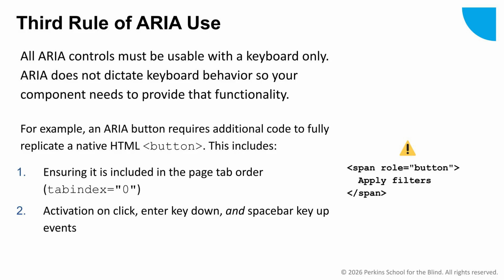So if you really want to use a non-semantic element and change it to a button, in addition to changing the role, you have to ensure that it's included in the page tab order by using tab index equals 0, and add some event listeners, such as activating on click, enter down, and spacebar up events. Now on the right-hand side of the screen here, we have that span role equals button with a warning label, because that isn't quite enough.